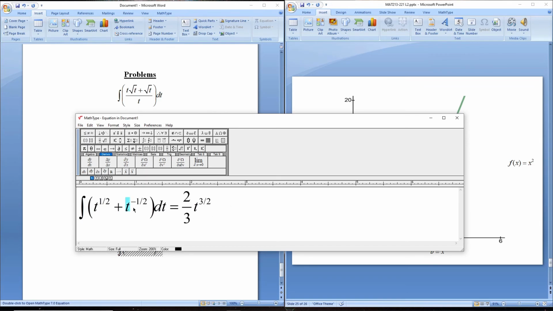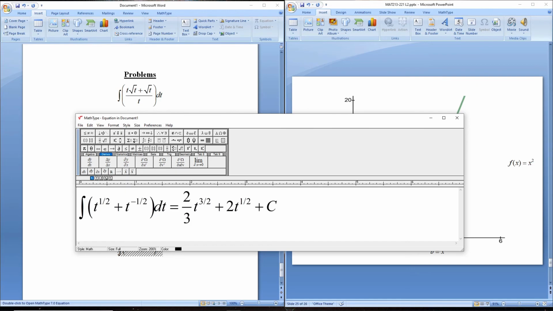And let's look at the next term, t to a minus half. What derivative gets us a minus half? Well, that's a positive half. And again, we always have to divide by that new exponent. And of course, division by a half is the same thing as multiplying by 2.